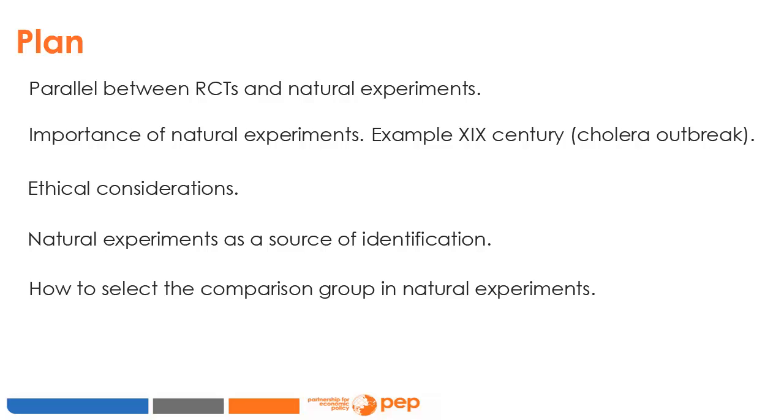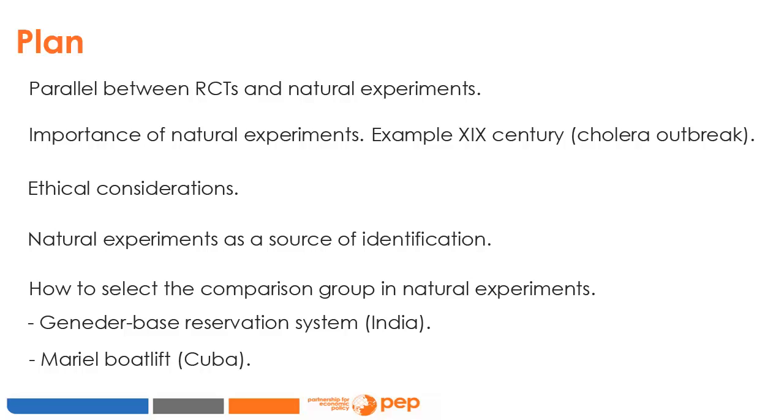I will present two examples from the classical literature from two exogenous events that have been exploited as natural experiments. In both cases, we will discuss their validity with respect to the choice of the comparison group. First, we will discuss a gender-based reservation system used in India to encourage women's participation in local government. Then, I will present the Mariel boat lift, a mass emigration of Cubans in 1980. At the end of this module, you should be able to evaluate the research potential of a natural experiment and recognize the assumptions required for drawing valid causal inference.